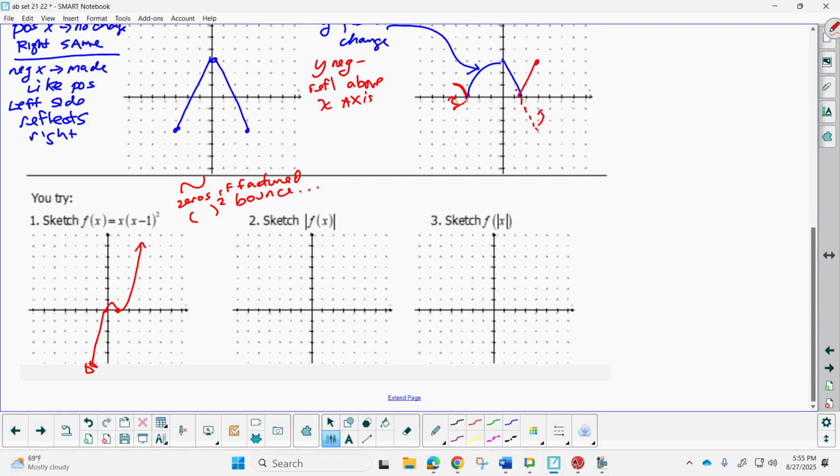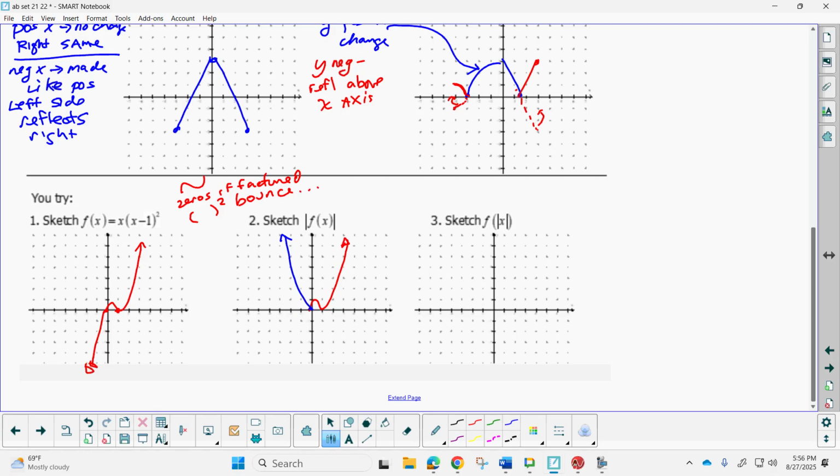All right, let's see how you did. Now, this is absolute value outside. So it should cause the positive y's, which were here, to be unchanged. Absolute value doesn't do anything to the positive y's. What it does change is the part of the graph that was below the axis. Now it should be reflected up. So hopefully you have something like that.